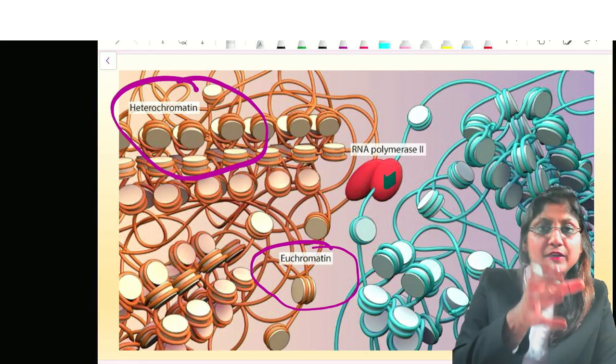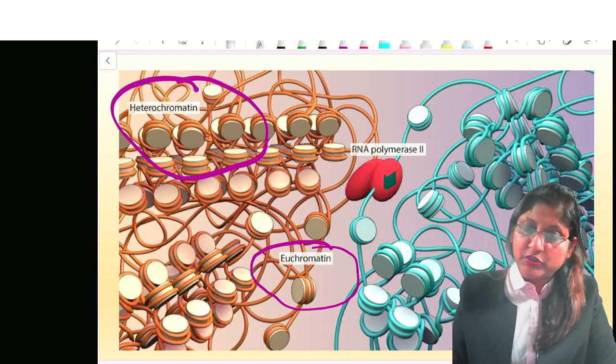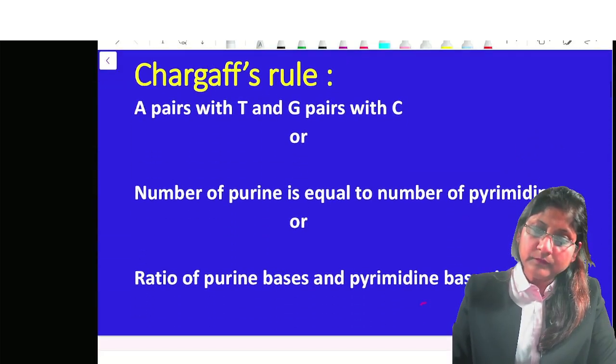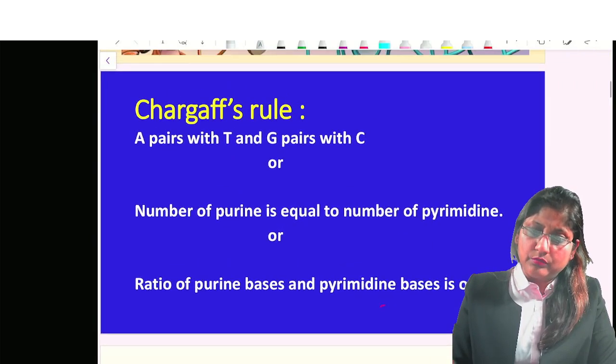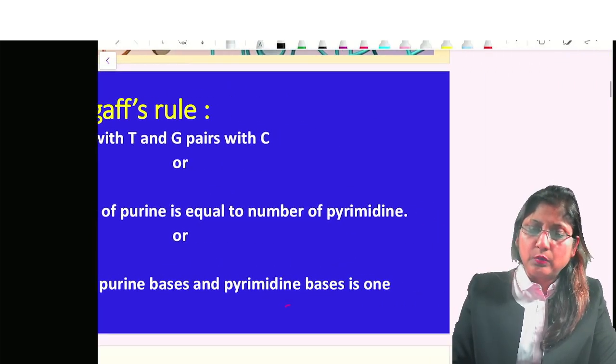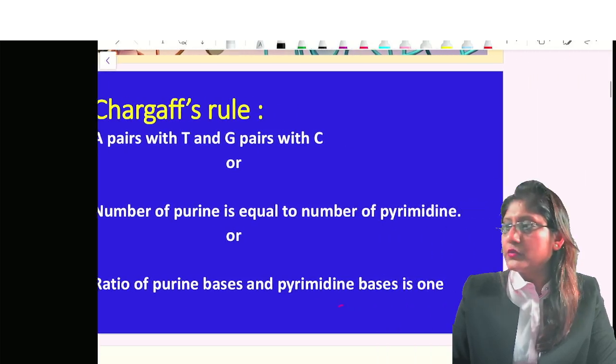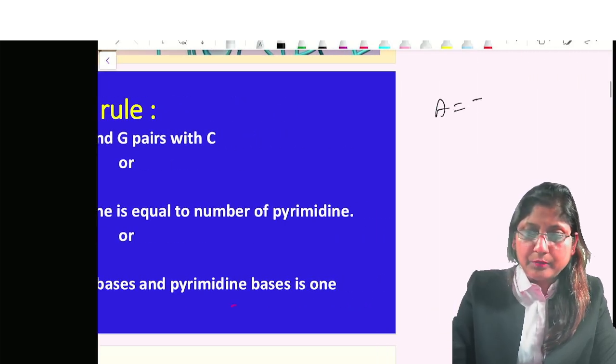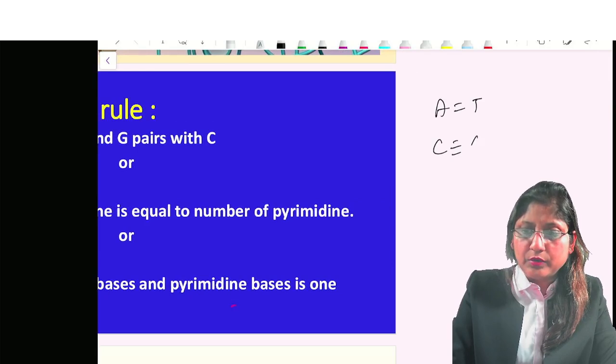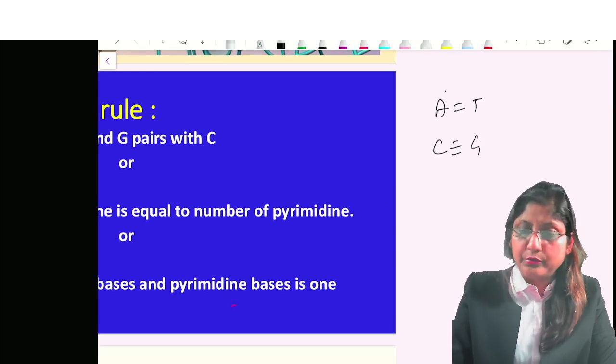But in dense area heterochromatin, they do not reach easily. But what is Chargaff's role? Very simple. That you must know. Chargaff was a scientist who said that A is always going to pair with T, C is always going to pair with G.